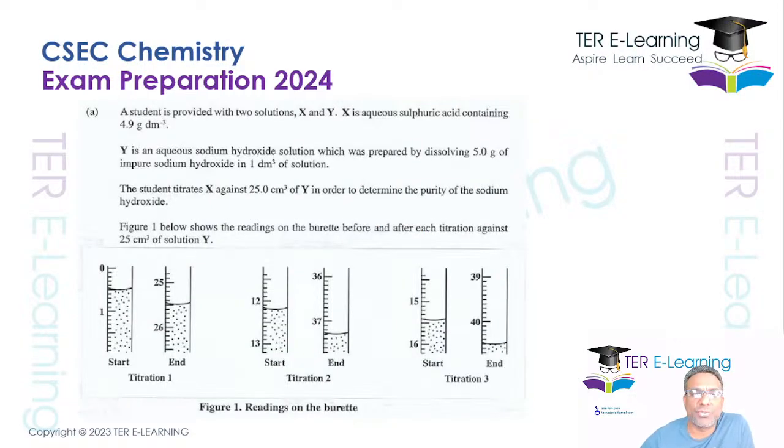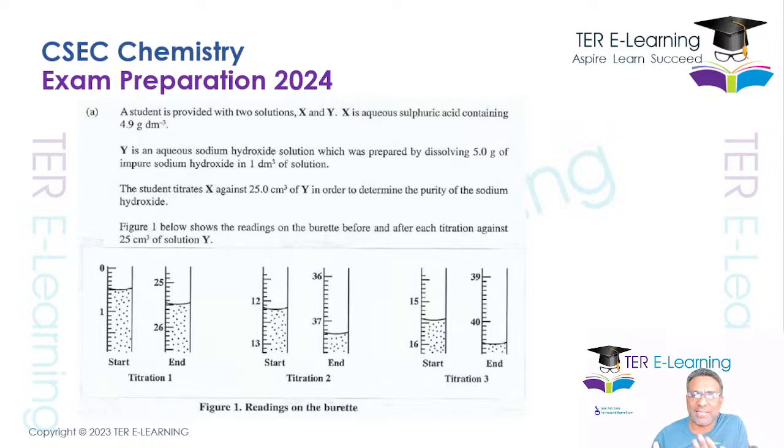All right, so a student is provided with two solutions, X and Y. X is aqueous sulfuric acid containing 4.9 gram per dm cube. So remember, the first question in your exam paper is typically 25 marks, right? And what I would suggest is that you start with that question first and do not spend more than half an hour on that question. When you get a question and it seems very wordy, read through the question and try to underline or make little notes if you need to, to understand what's happening here.